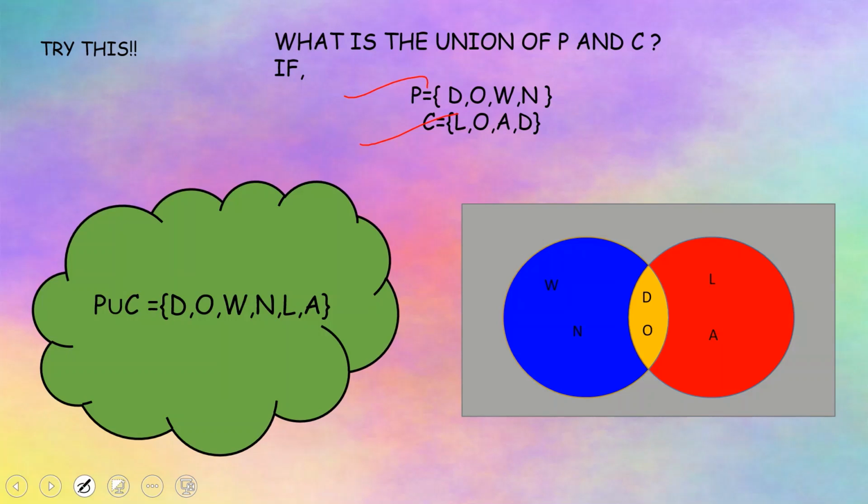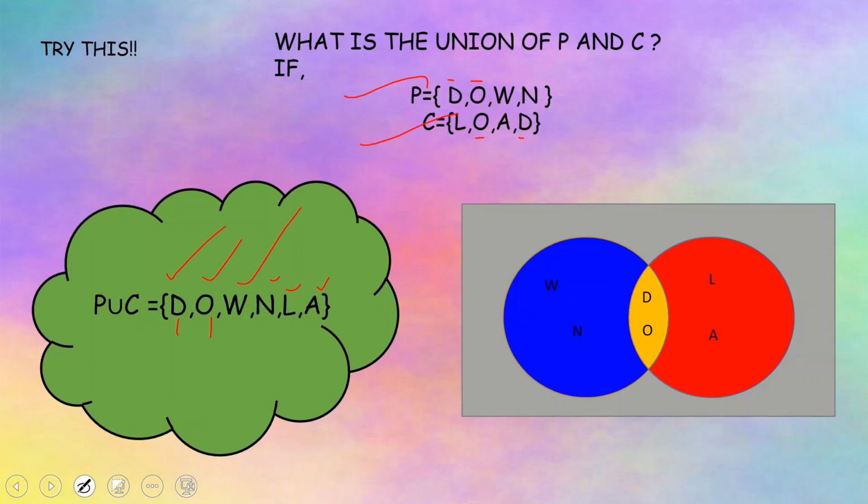ठीक है, we wrote D, O, W, N, L and A. D is twice and O is twice. We wrote it as single time. एक ही बार मेंशन किया है सेट के अंदर, and whatever the remaining elements present in P and C set, we have jotted down those and mentioned and listed them inside a set.